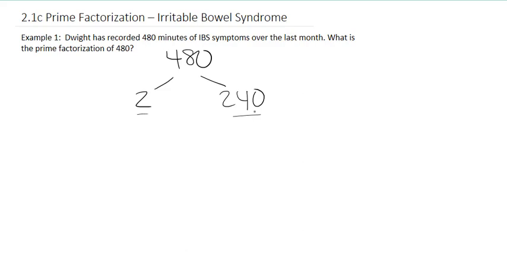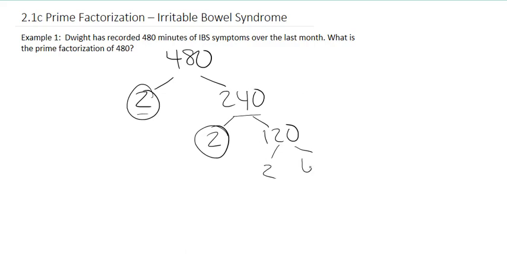We know 2 is a prime number, so we'll just circle that number because we don't need to divide it further. Now 240, let's continue to divide this one. 240 divided by 2 is 120. So we'll circle the 2 because it's a prime number. Then we have 120, and let's divide this one. 2 into 60. We'll circle the 2.